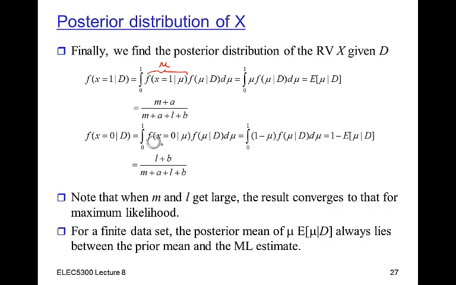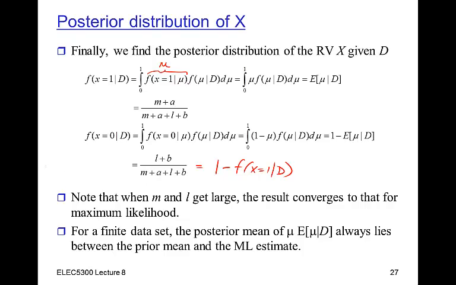Conversely, I can do the same thing for x equal to 0, or I can just take 1 minus f of x equals 1 given D. And if I add these two together, you can easily verify that I'm just going to get 1, because I'm going to get m plus a plus l plus b on the top and on the bottom.